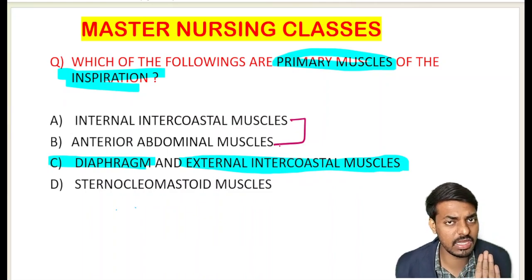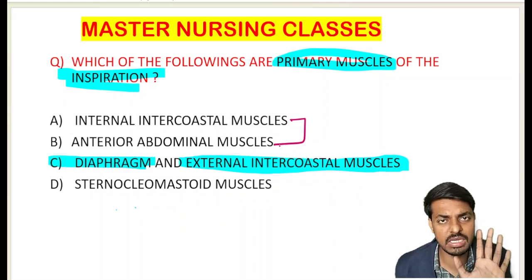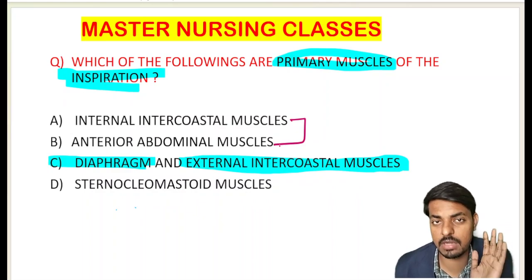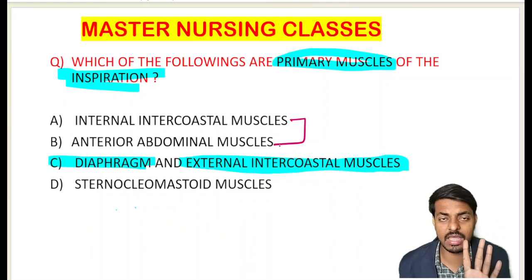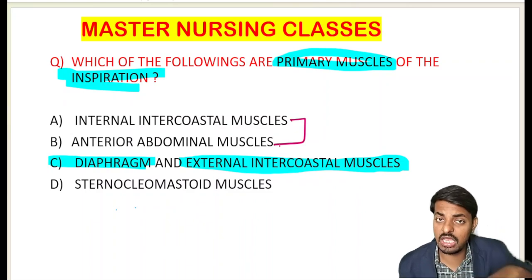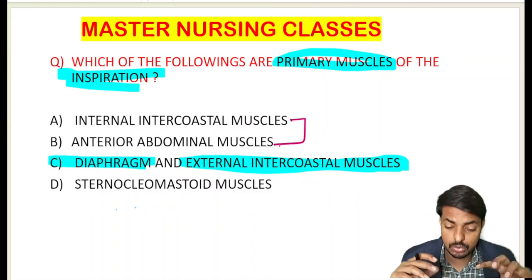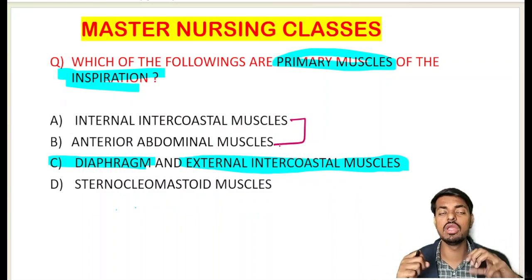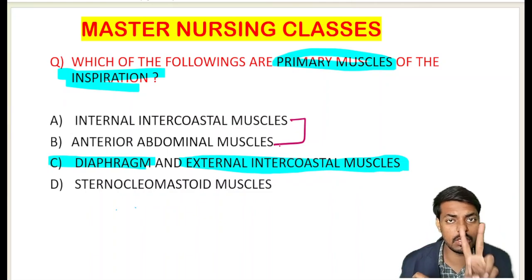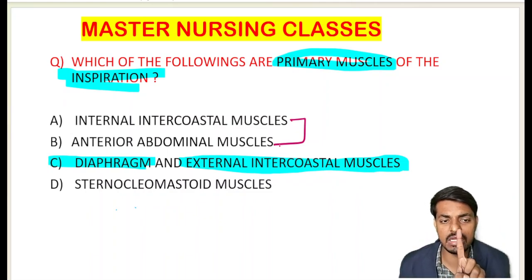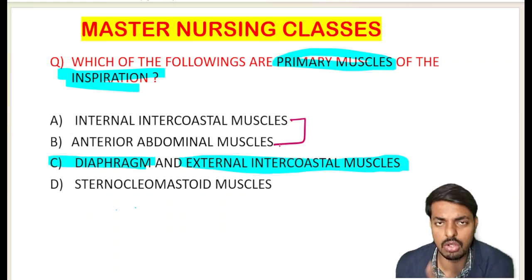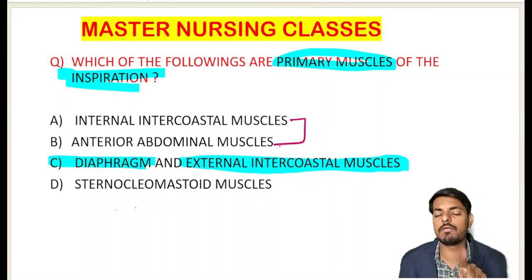Students, I have told you that exhalation is a passive process. There is no need of any muscles for exhalation normally. But if you want to exhale forcefully, meaning with your active attention, at that point of time you require two muscles: the internal intercostal muscle and the anterior abdominal wall muscle. Hope the concept is clear. So for forceful exhalation, these two muscles are required.